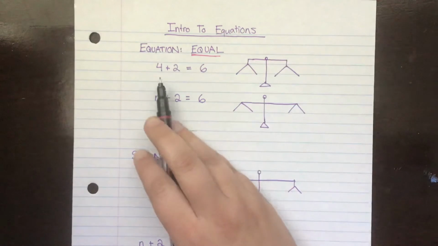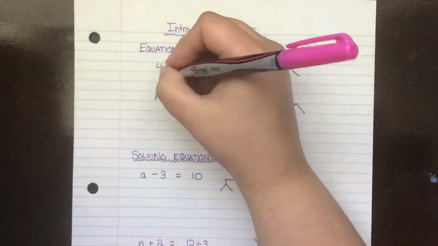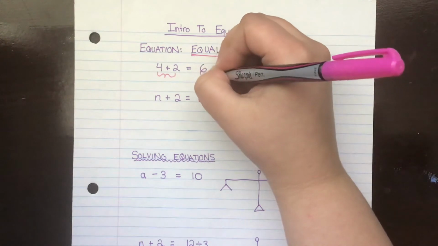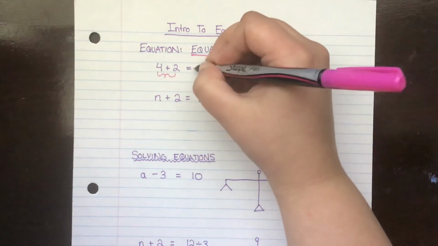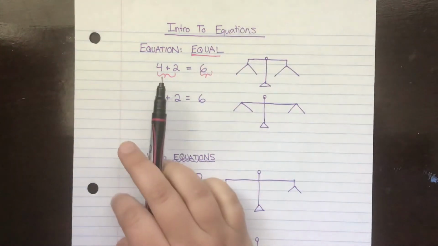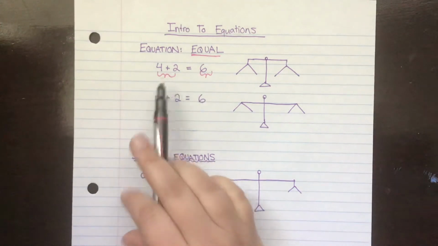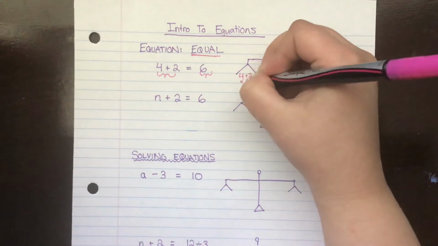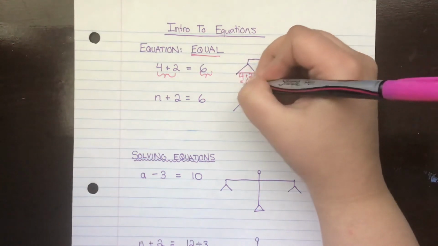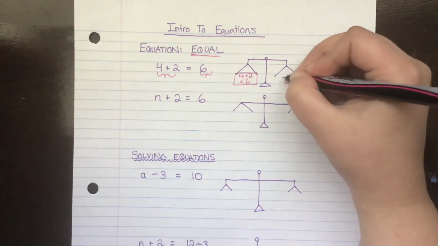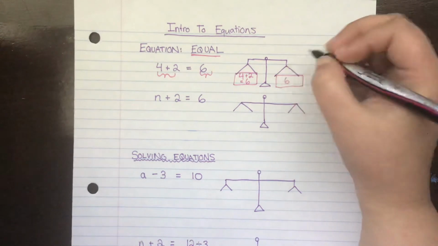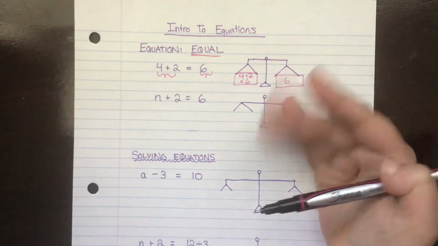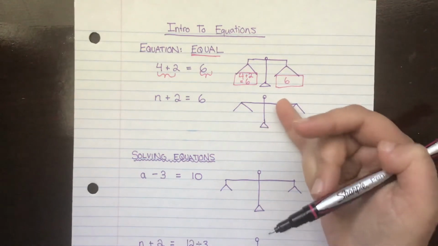So for example, this is an equation because on one of these sides we have 4 plus 2, and on one of the sides we have 6. They're separated by an equal sign, and we know that these are equal because 4 plus 2 is equal to 6. So on this side we have 6, and on this side we also have 6. So my equation is equal. It's balanced. It's solvable. We know that that is a good equation.